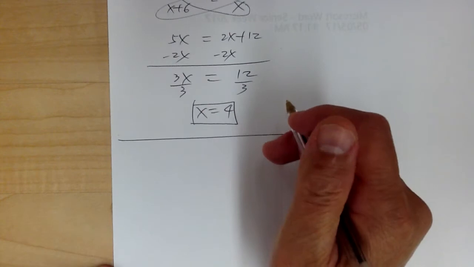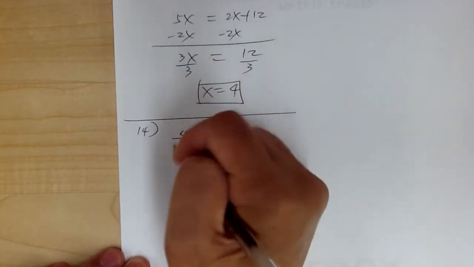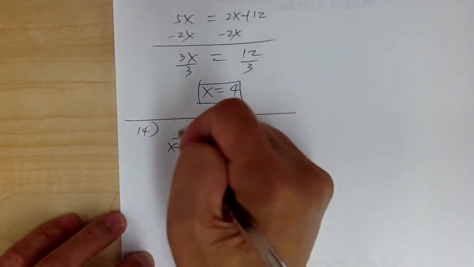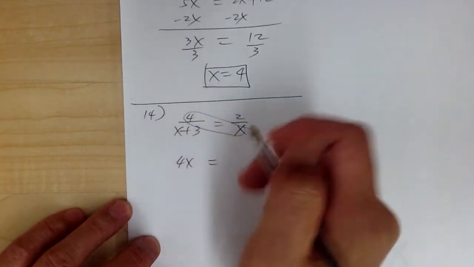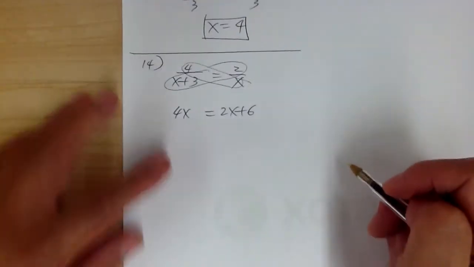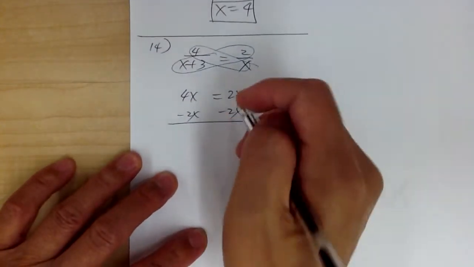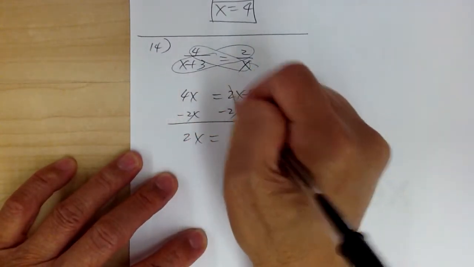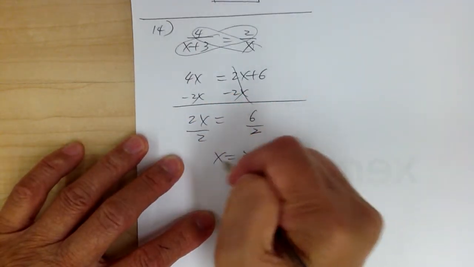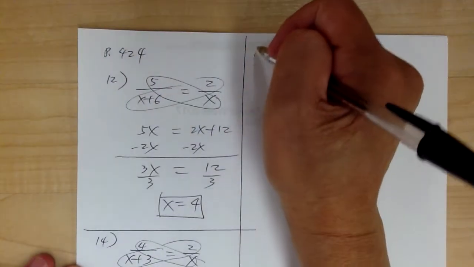Okay, let's go to number 14. Okay, you have 4 over x plus 3 equal to 2 over x. Okay, so again cross multiply, so I get 4x equal, cross multiply, I get 2x plus 6. So minus 2x on each side, right? You want to put the variable on this side, numbers on this side. So I get 2x equal to, this cancels out, equal to 6. Divide by 2, divide by 2, so x equal to 3. Okay, let's go to number 16.